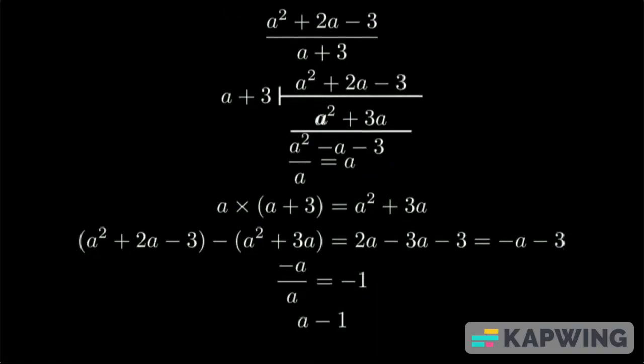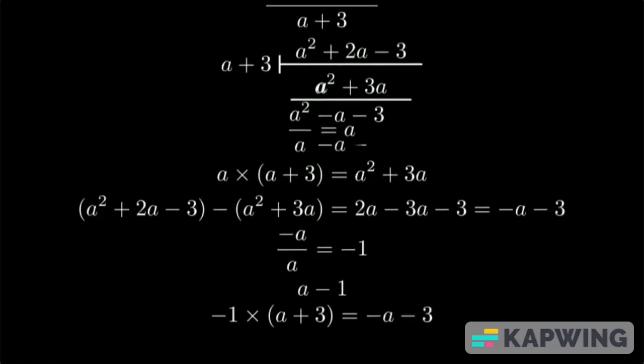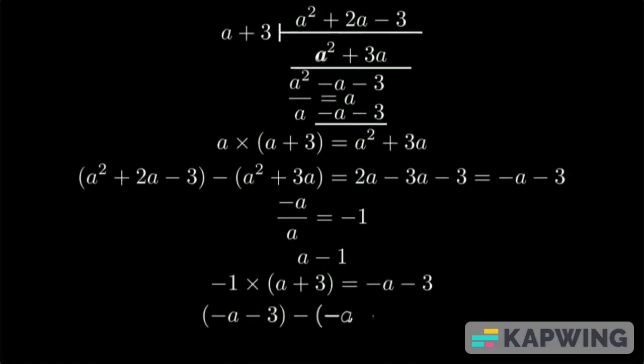We continue the process. We divide the highest term of the new polynomial by the highest term of the divisor. So negative a divided by a gives us negative 1. Now, we multiply negative 1 by the divisor. Negative 1 times a plus 3 gives us negative a minus 3.